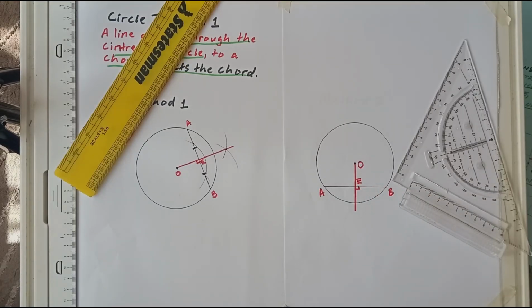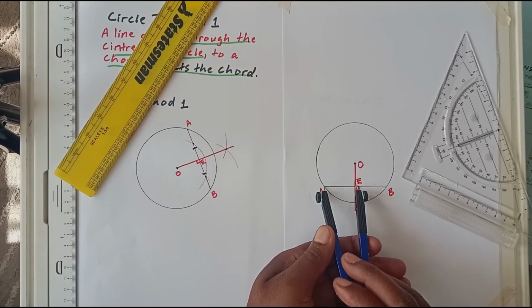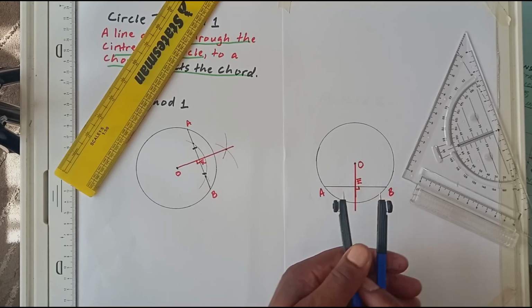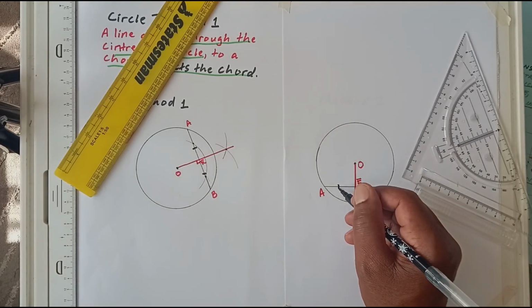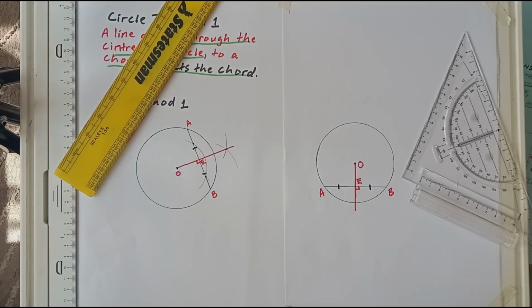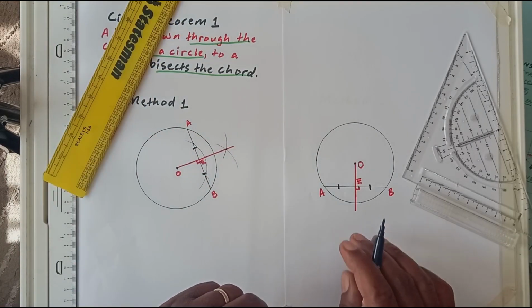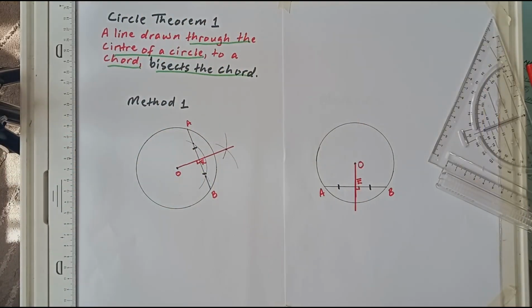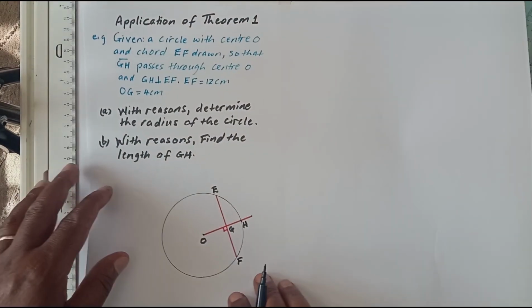Now, if we check with dividers, we can see that AE is equal to BE. So these two are line segments that are equal. So we can safely say EB is equal to EA. So this is the second method. This is method 1. This is method 2. Okay. So this is theorem 1. Now looking at the application, one application question.